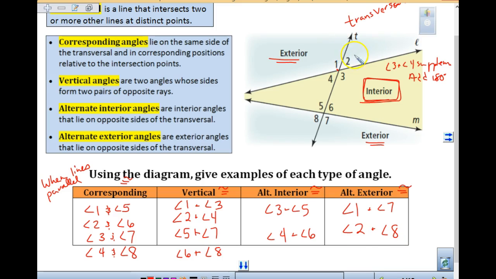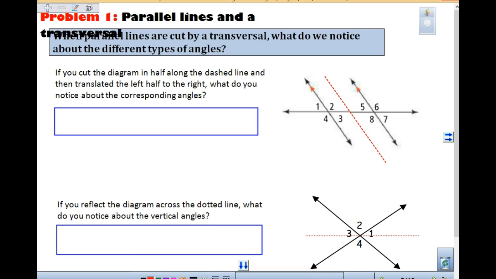Now, these 2 and 8 in this picture are definitely not congruent. We can see that. But when we look at parallel lines, they are. So, as you look at the top of that next screen down in your notes, it says if you would cut this diagram along this half dash line and then translate. So, right, we've been doing translations. What do you notice about corresponding angles?